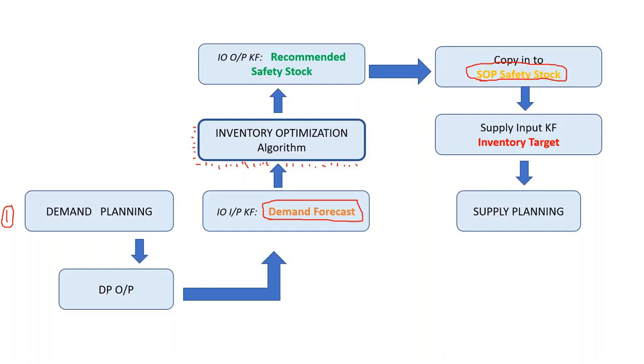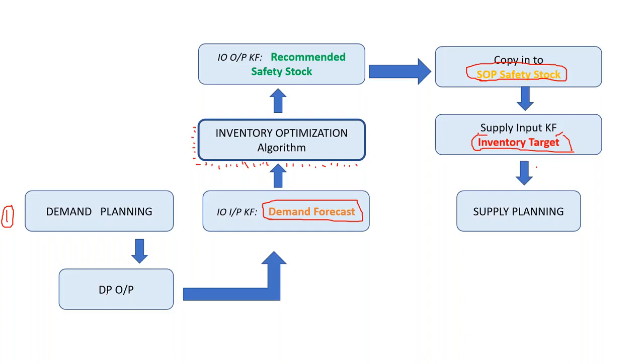So there is a calculation for inventory target which reads this SOP safety stock. Remember the inventory target key figure? This is a supply input key figure. So we maintain the inventory target. The supply planning would respect the inventory target and will give you the supply plan accordingly. So this is the flow.